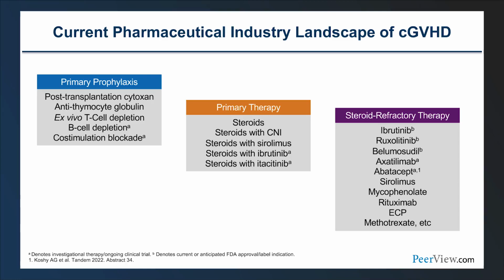And we now have results from Ibrutinib being tested in frontline, and hopefully we'll have Itacitinib results in the next few years. In the steroid refractory setting, it's quite amazing that we now have 3 drugs that are FDA approved in second and third line. Compounds such as abatacept, which was presented in an abstract yesterday, and axatilimab are being tested in clinical trials, but we also have our standard go-tos such as sirolimus, mycophenolate, Rituxan, extracorporeal phototherapy, and low-dose methotrexate.